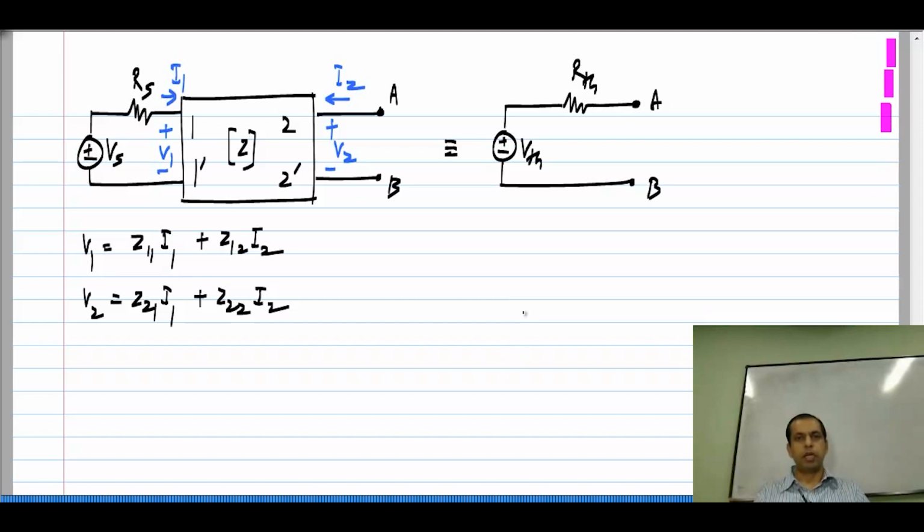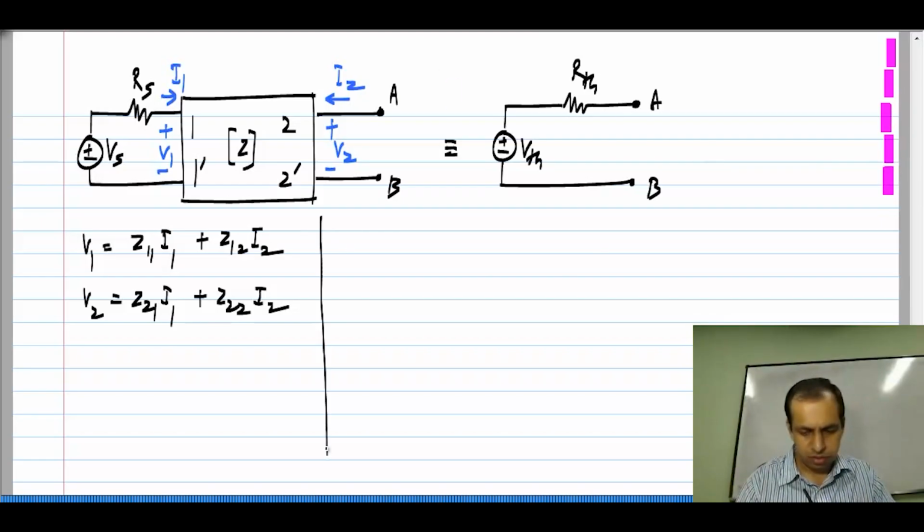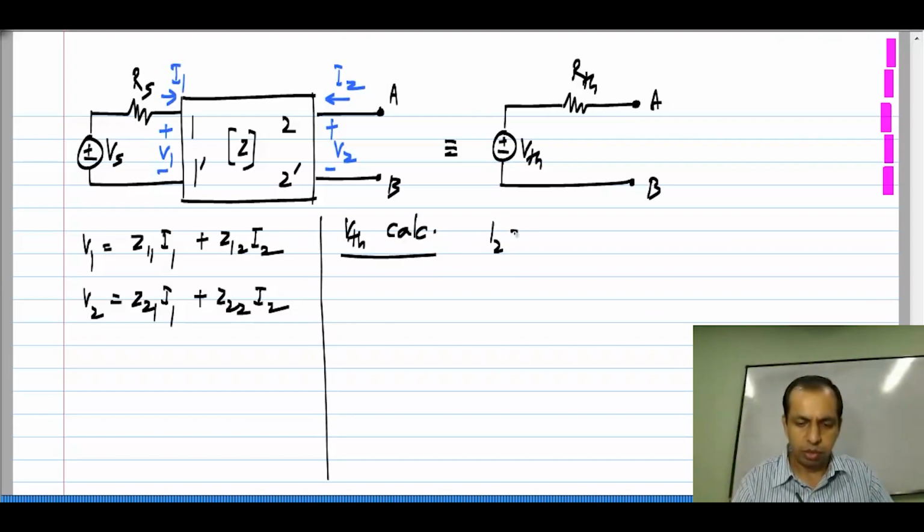Now, I need to find the Thevenin voltage. That is, I do not connect anything between A and B, I have an open circuit and find V2. Now, in this particular circuit, if we have an open circuit between A and B, I2 will be 0. Now, this is not necessarily always the case. This is the case in this particular example. So, for VTH calculation, in this circuit I2 happens to be 0. That may not always be the case. For instance, we could have some load connected here, in which case I2 will not be 0.